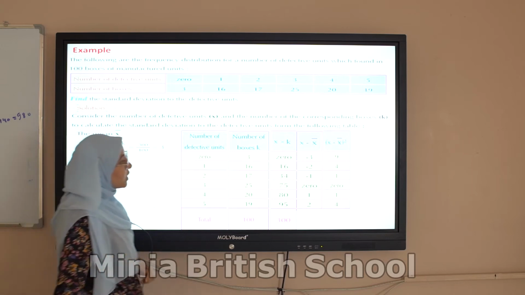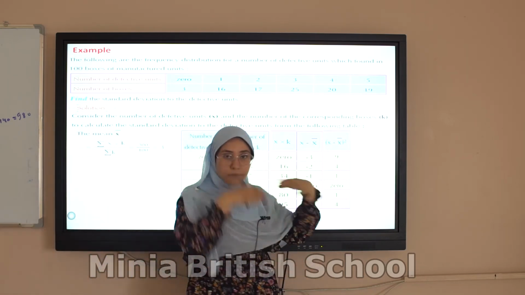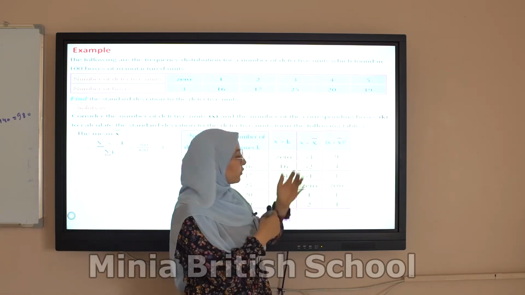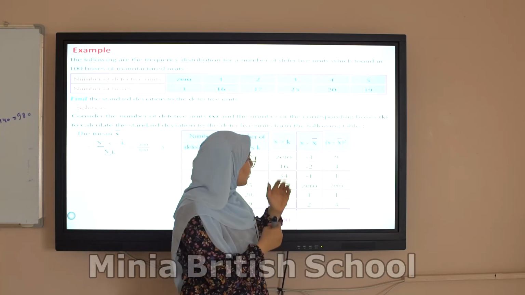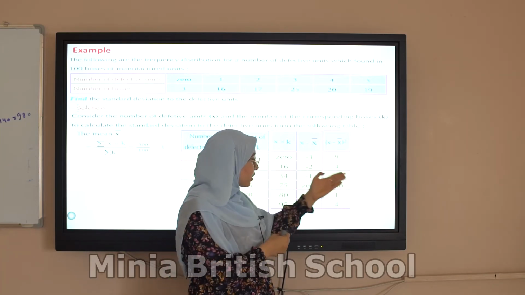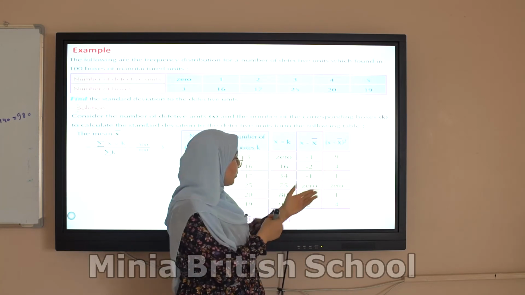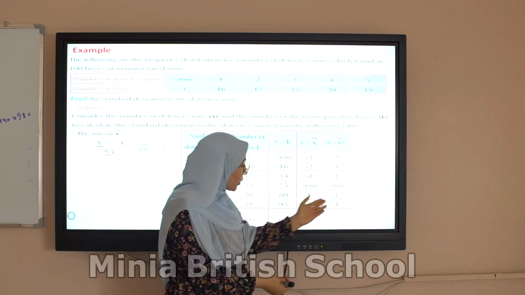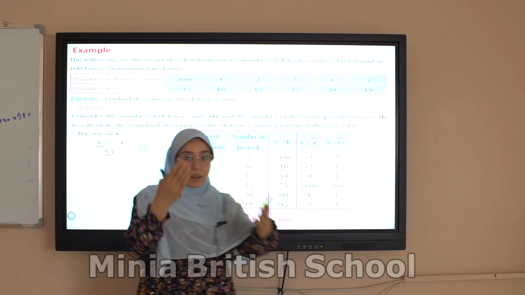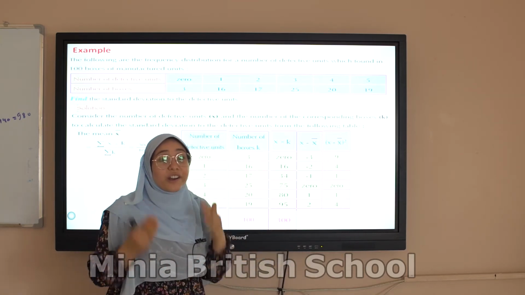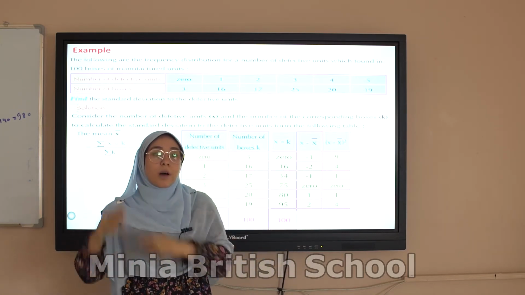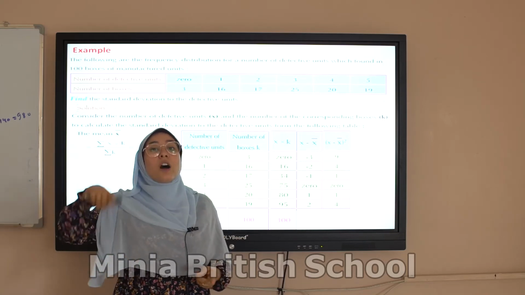Okay? So negative 3 power 2 equals 9. Negative 2 power 2 equals 4. Negative 1 power 2 equals 1. 0 power 2 equals 0. 1 power 2 equals 1. And 2 power 2 equals 4. The next column, find x minus x bar raised to power 2 times k.